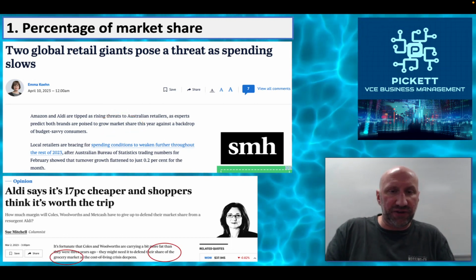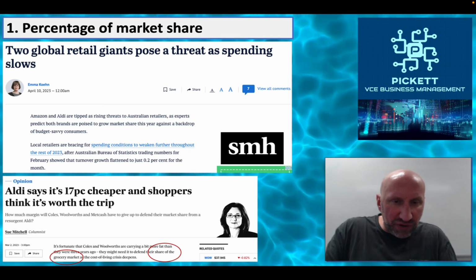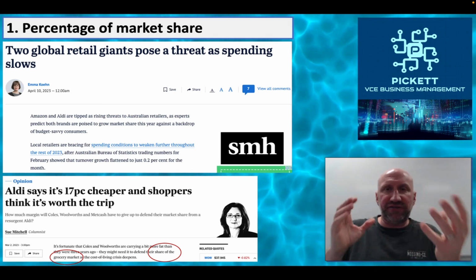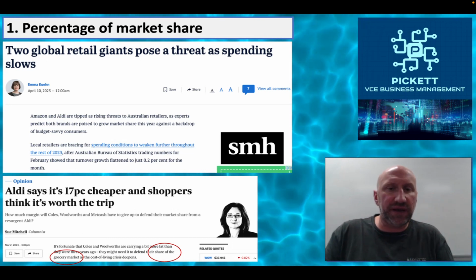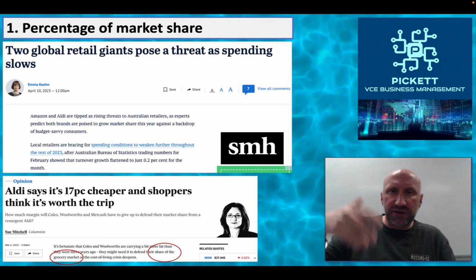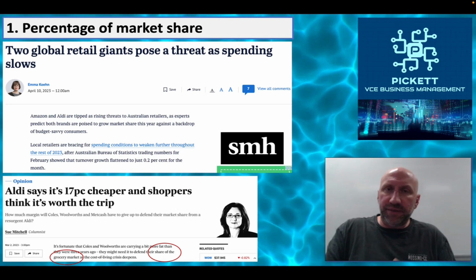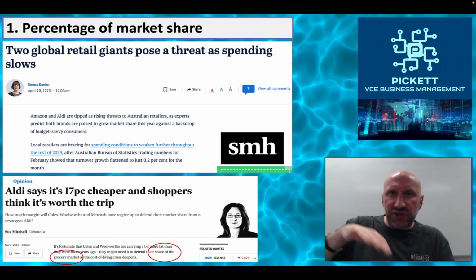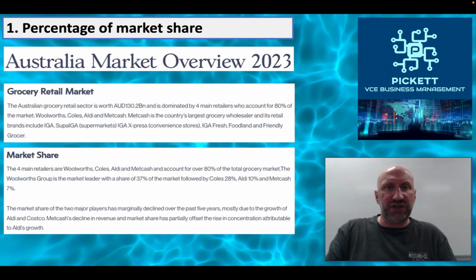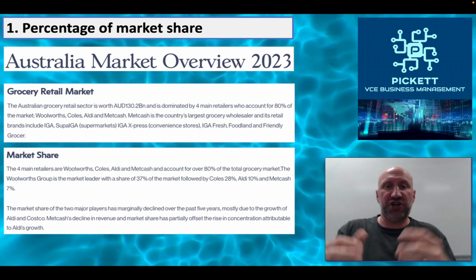Okay, and again, they're going to grow their market share, the share of the grocery market. Okay, so a very competitive market, the grocery market. I think we'll look at an example in a minute as well. And Aldi are constantly trying to impact Woolies and Coles. Huge share of that market.